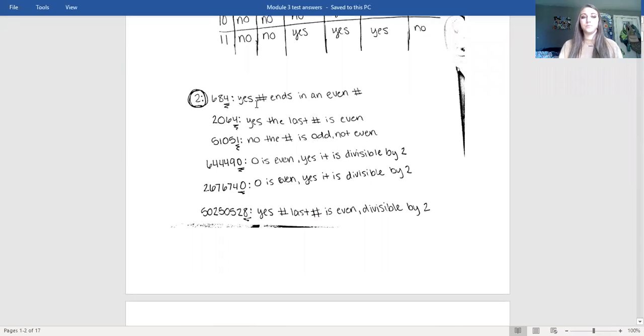To find out if it's divisible by 2, it has to end in an even number. So 684, yes it does, because 4 is even, so yes it is divisible by 2. 1, no, because it's an odd number, not even. 0 is even because it is divisible by 2, so yes, because it is divisible by 2.